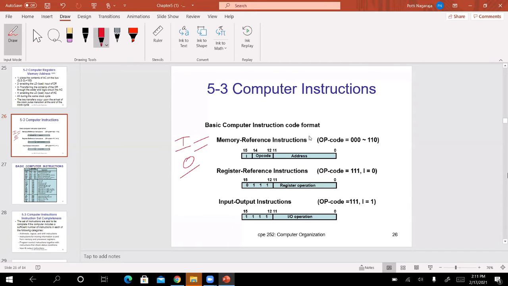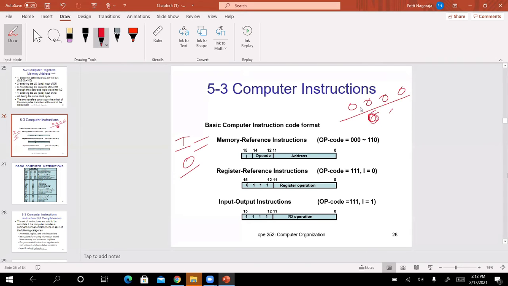Now what is the opcode here? The opcode ranges from 000 to 110, so that many combinations I will get. When I is 0, opcode is 000. So what is the total number? 4 zeros. 4 zeros, converted into hexadecimal, is 0 only.